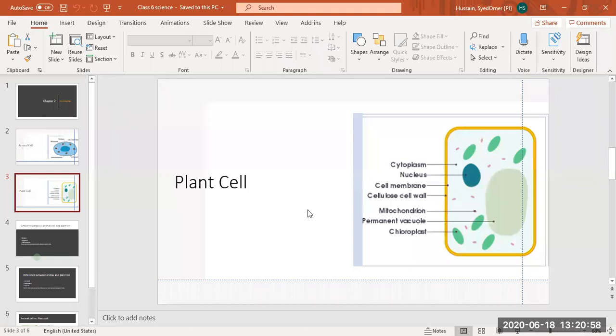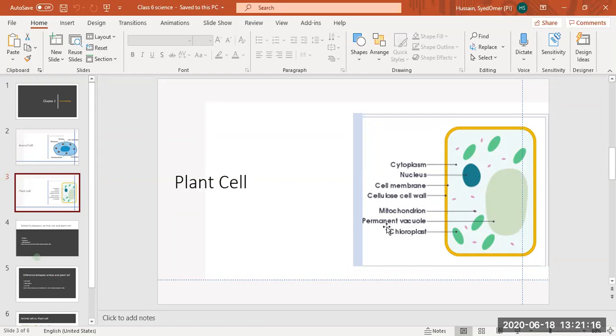It's not written, you can write down cellulose cell. Plant cell wall is made up of a material that is called cellulose. So, cellulose cell wall. Secondly, mitochondria, we will not discuss because it's not included in your book.